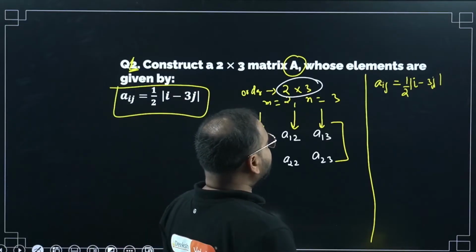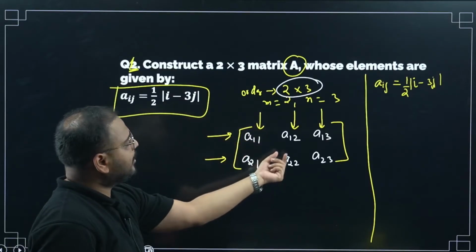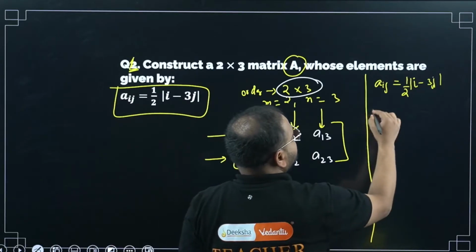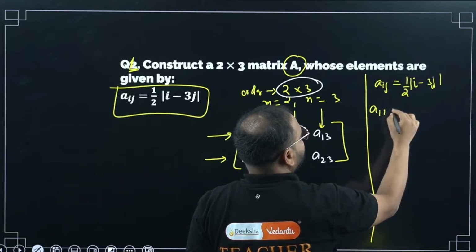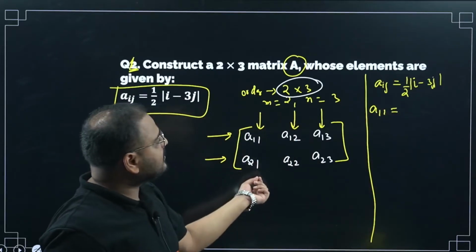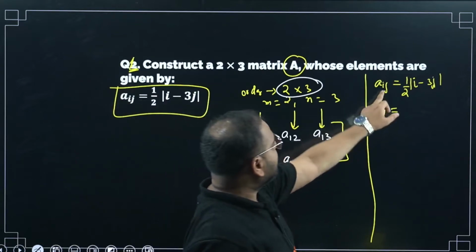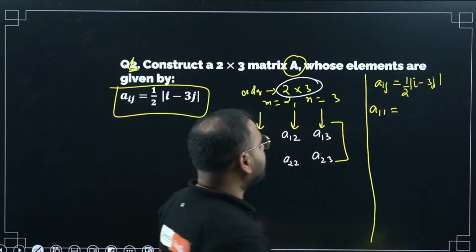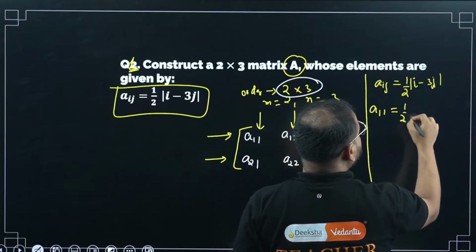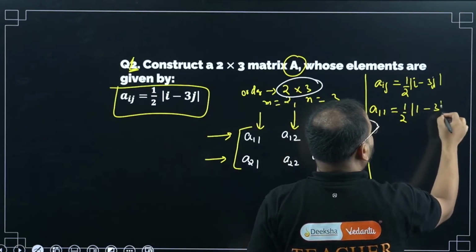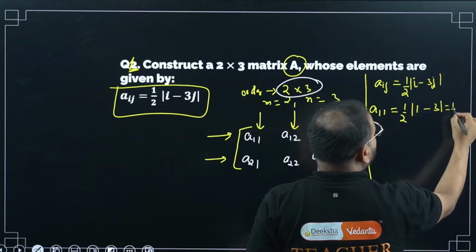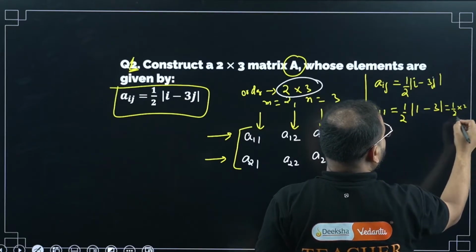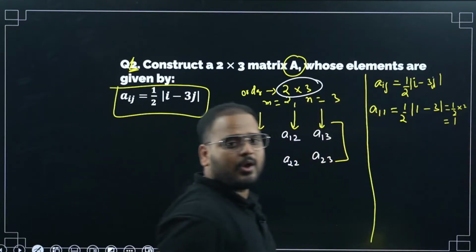Alright, sir. So if I have to find A11, A12, A13, how will I do it? Right here. A11 means I is 1 and J is 1. Check here. I is 1, J is 1. We can do it now. We can do it like this. 1 by 2, sir. 1 minus 3. How much is that, sir? It will be 1 by 2 times 2, sir. So answer will be 1. Okay.